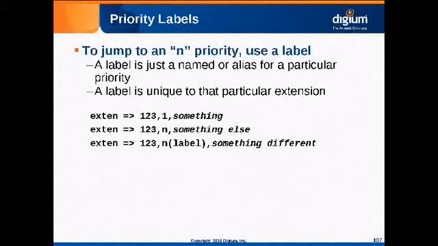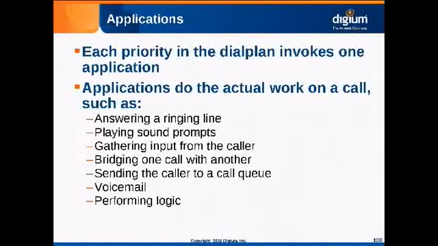Okay. So that's labels. Next, I want to talk a little bit about applications. Applications are the really cool thing in the dial plan. They're the workhorses. They're the things that actually do real actions on a call. So things like answering a ringing phone, or sending the call to voicemail, or playing a sound file from disk, putting a caller in a call queue, putting someone in an audio conference bridge, looking up the stock market or the weather or something on the internet, querying a database, all those sorts of things, opening your garage door, whatever it is that you want to accomplish with your Asterisk system. There are these applications that do the actual work.